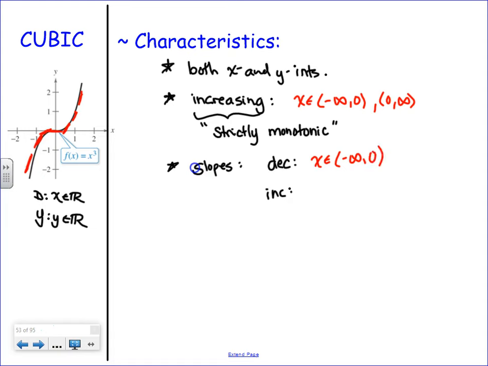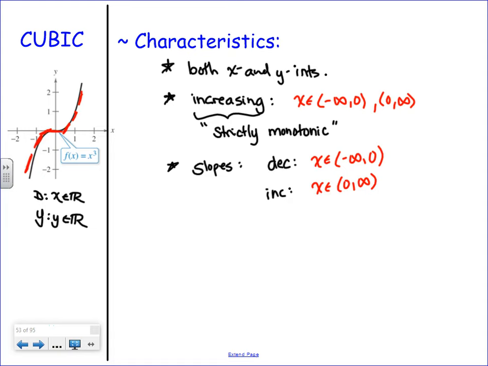Let's just keep them all open like we always do. And then increasing, oh, the slopes are going up. So we'll say from, can you guys fill in the second one? 0 to infinity. So the slopes are getting less steep to 0 and then more steep after 0. Before 0 is negative infinity, after 0 is 0 to infinity.